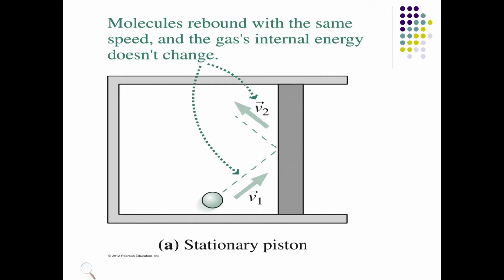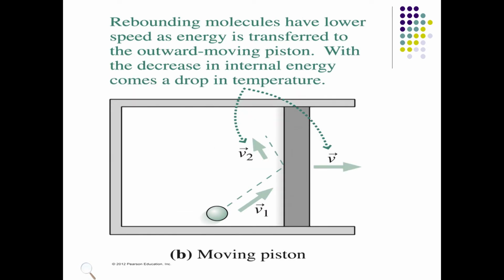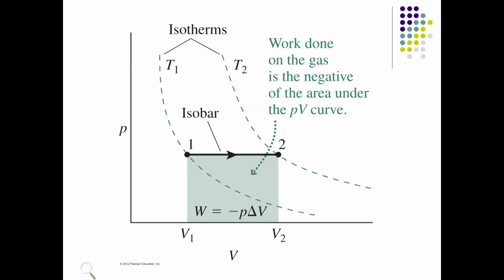So, this is the stationary piston. If you look at the slide here, now we are looking at the situation where we are moving the piston, and what is happening here is it is keeping the pressure constant because of the movement of the piston while the volume is changing. So, the rebounding of the molecules has lower speed as energy is transferred to the outer moving piston. With the decrease in internal energy comes a drop in the temperature. Going back to our diagram, we are going from smaller volume to higher volume. So, there is an expansion in this case.